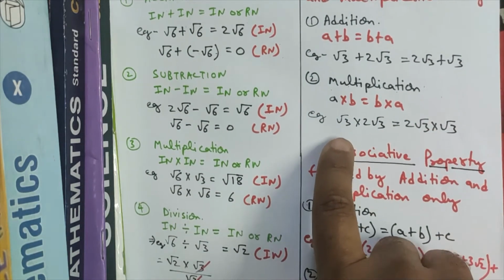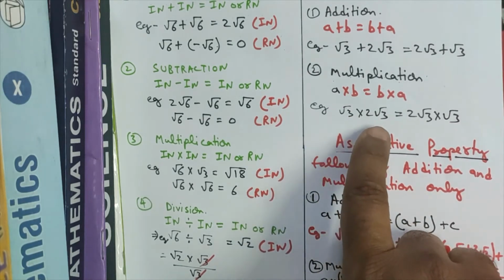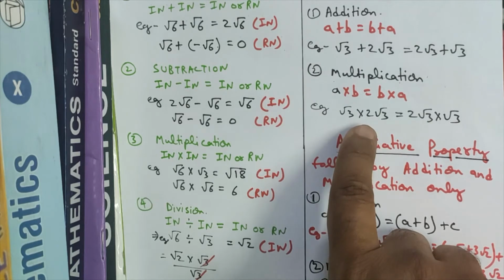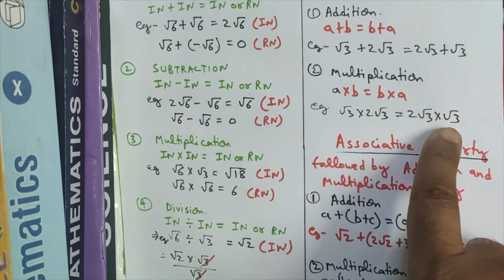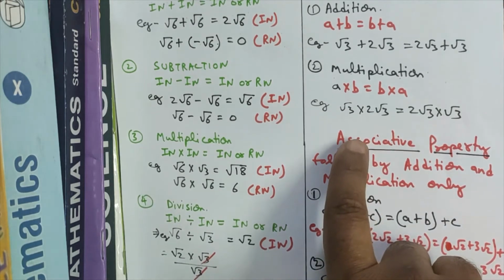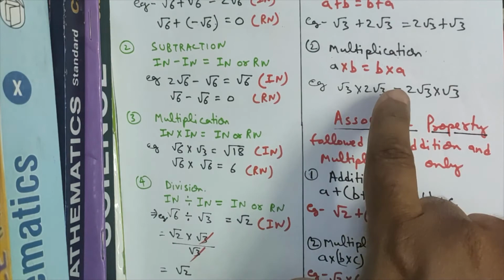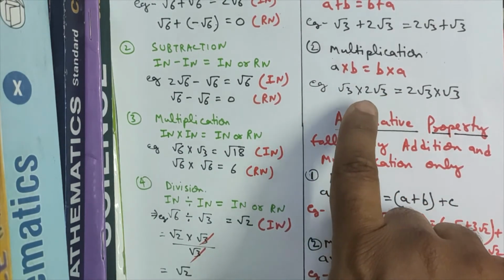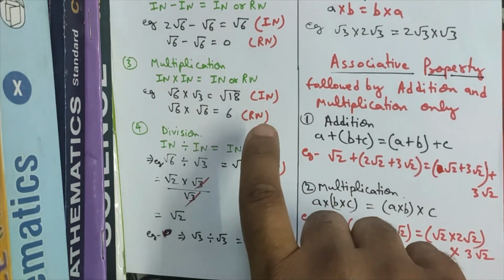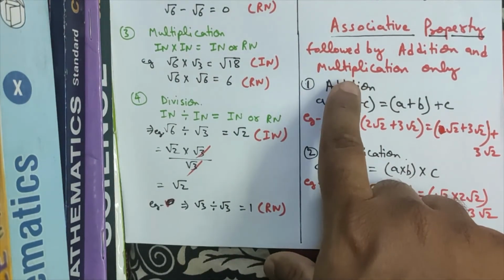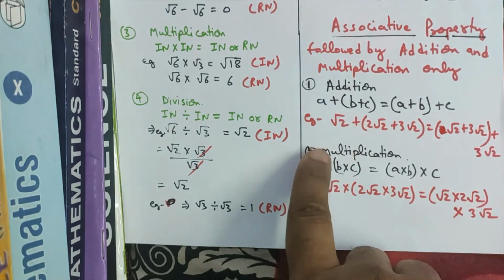Similarly, in the second example, it is followed by multiplication also. Root 3 multiplied by 2 root 3 will be 2 into 3, that is 6, and 2 root 3 multiplied by root 3 is again equal to 2 into 3, that is 6. So it is followed by addition and multiplication, but it is not followed by subtraction and division, as in the case of rational numbers.